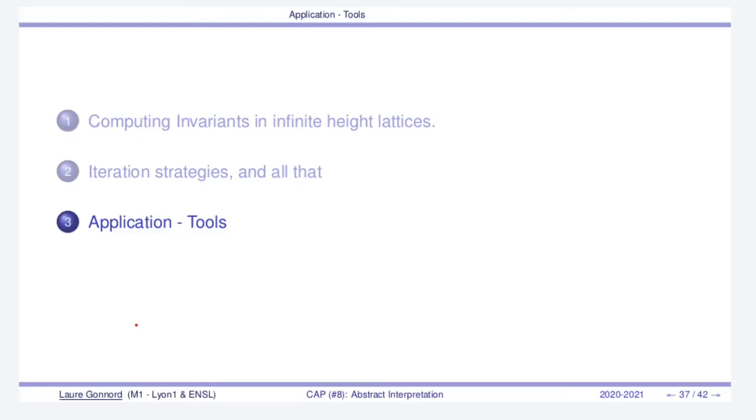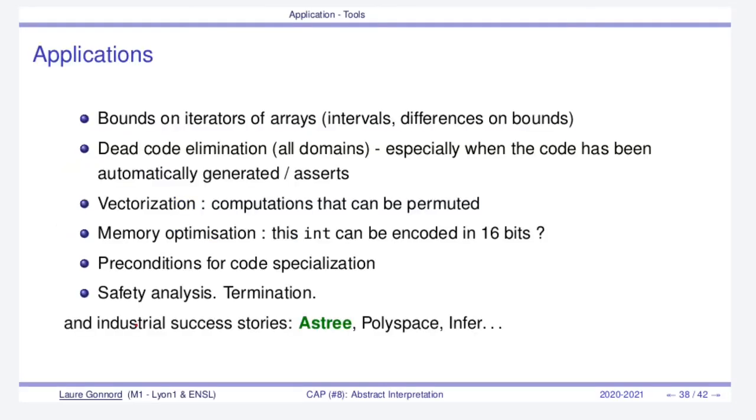Finally, let's come to applications. We already saw that abstract interpretation can be used to prove memory safety. In the same way as liveness, it can also prove that some part of the code can be eliminated. We prove that this part is unreachable, and then we can eliminate it. It can also be used inside compilers in order to detect vectorization optimizations or memory optimizations. It can also pre-compute preconditions for a given optimization to be safe, and also be used to prove termination.